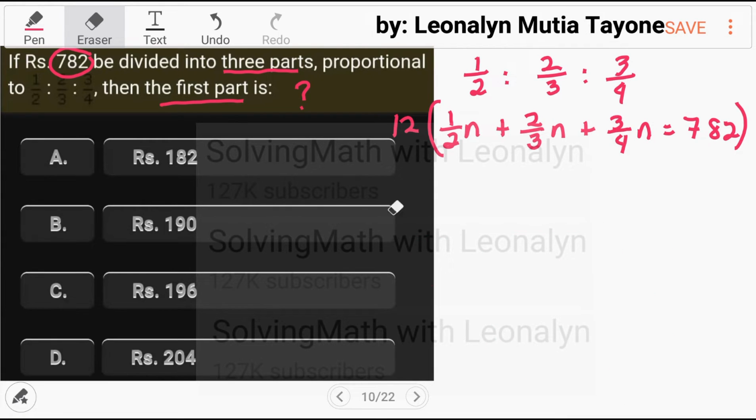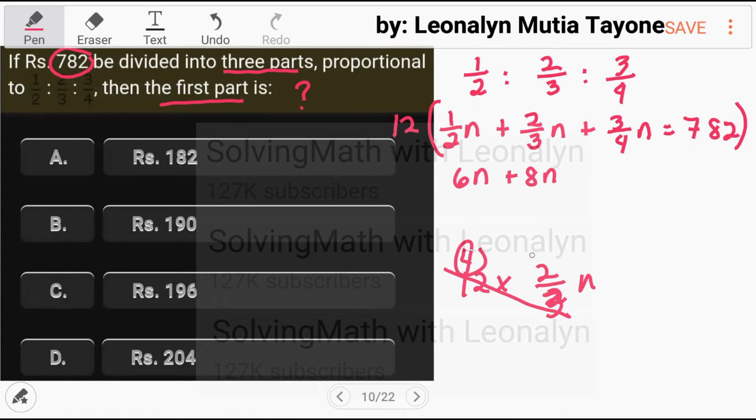1/2 of 12 is equals to 6. So, this is 6n. 2/3 of 12, and that is equals to 8. So, this is 8n. Kung gusto nyong isa-isahin itong i-multiply ito, pwede namang ganito, 12 divided by 3 is equals to 4. 4 times 2 is equals to 8. Pwede ring 12 times 2 is equals to 24 divided by 3 is equals to 8. Next. 3/4 of 12 is equals to 9.